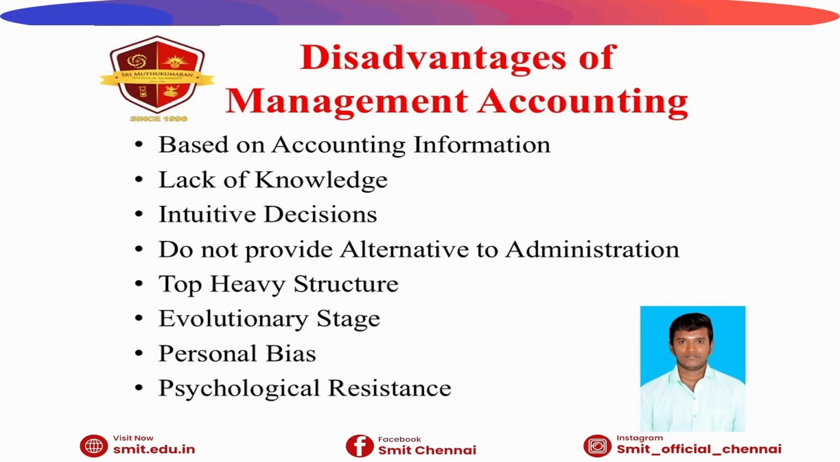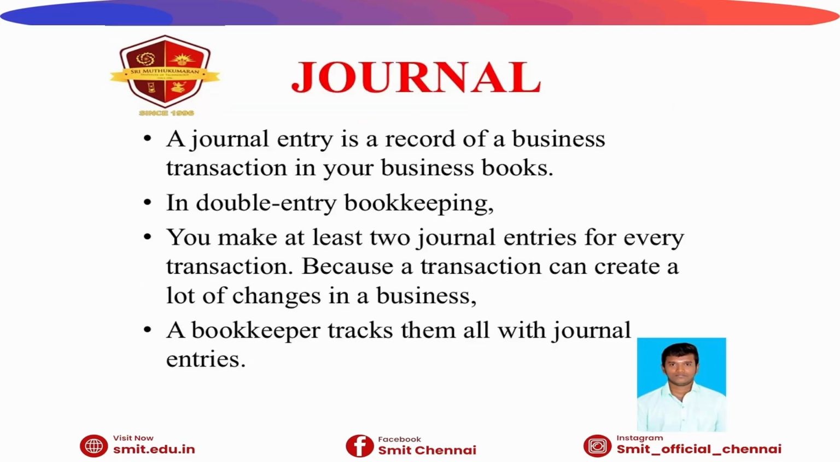And then journal. This is the first step in financial accounting. Now let's get into the recording basics. Think of a journal as the diary of the business. A journal entry is the record of a single transaction. In double entry bookkeeping, every transaction affects at least two accounts, so we make at least two journal entries. It's the first place where we formally write down a business event.